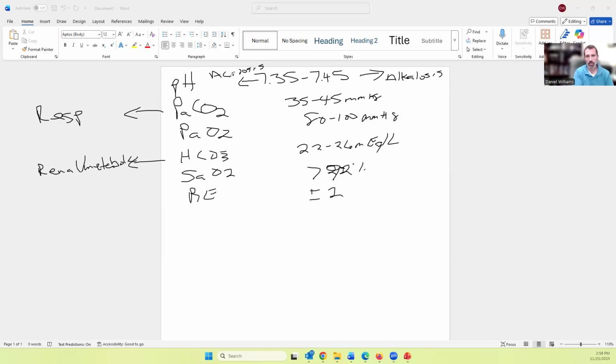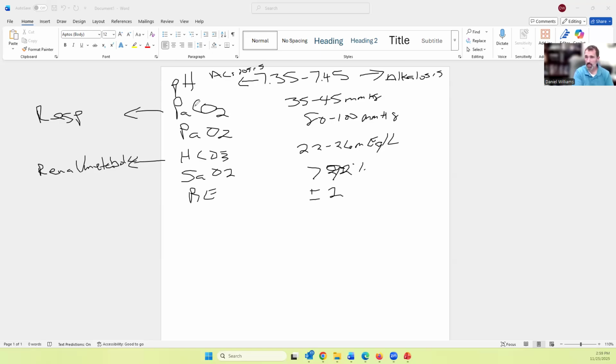We've already established that pH is going to determine whether it's normal, acidotic, or alkalotic. If you're above 7.45, you're alkalotic. If you're less than 7.35, you're acidotic. So we need to understand the ventilation component, or the respiratory component.